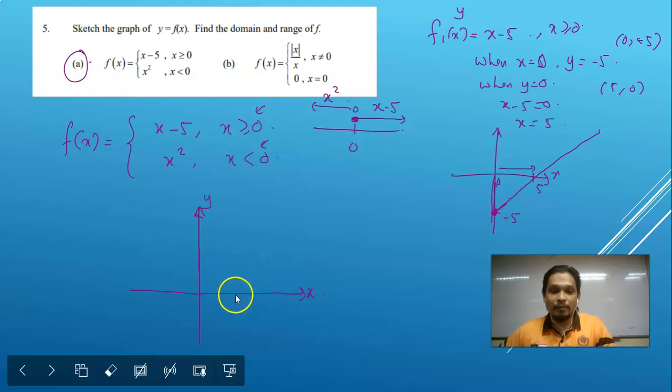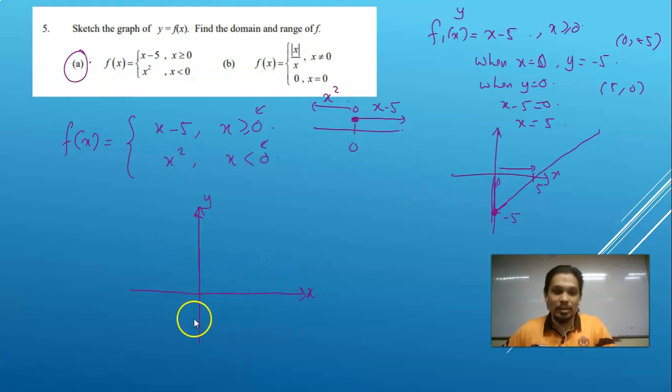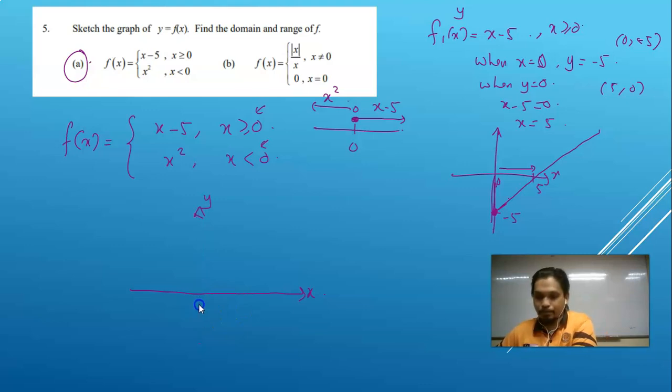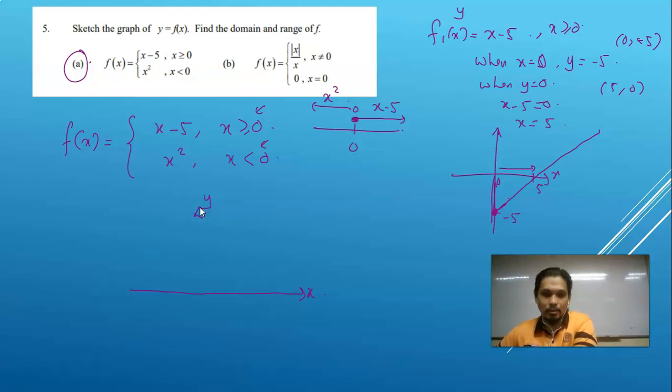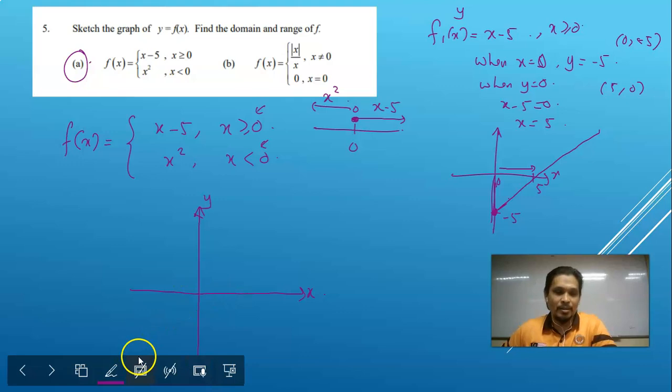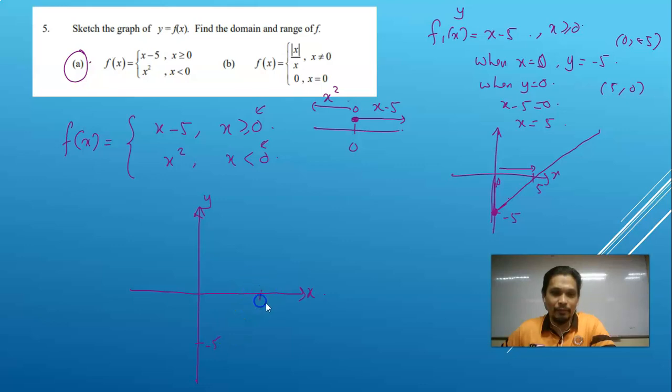So the first graph of this one here, oh man, I forgot to change this to a pen. Okay. So then, from negative 5 to 5, there you go. So this is the graph for x minus 5, x greater than or equal to 0.